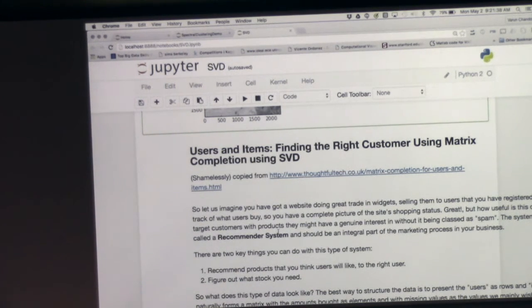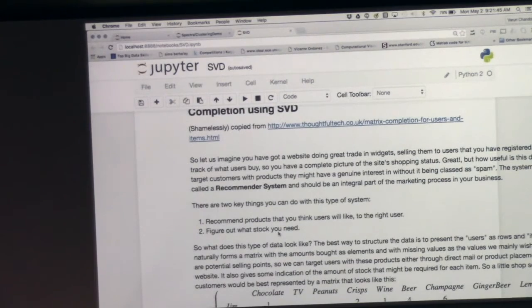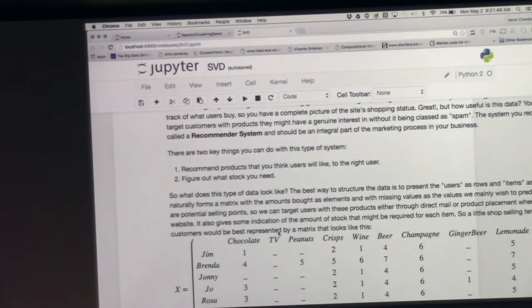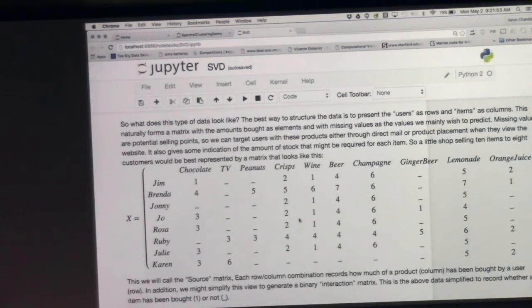Another way to do it is a more mathematical approach. That is where methods like SVD come in. And then there are other methods as well. But I'm going to show you how to use SVD. All right, there's all this text here which you can read. But the idea is that you have this data matrix X.